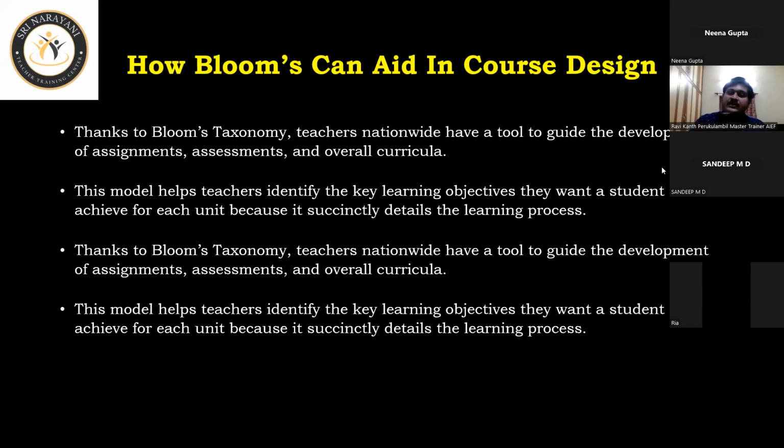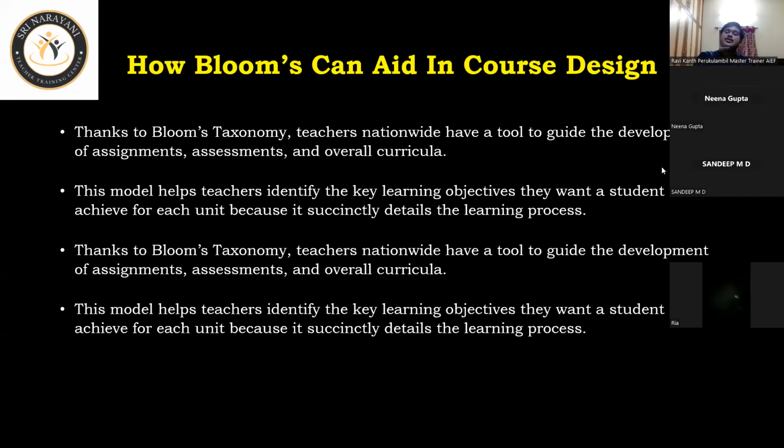Bloom's taxonomy is not only helpful in assessing the children, but it is also very much useful in designing your course. Designing your course is nothing but designing your classroom transaction in any lesson. This model helps teachers identify the key learning objectives they want a student to achieve for each unit because it substantially details the learning process.